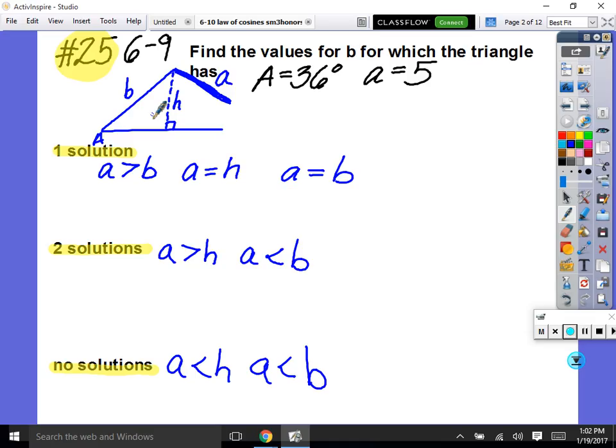Okay, so now it gives us some information here. It gives us angle A of 36, so let's put that in, 36 degrees, and it gives us side A is 5. It wants very specific instructions, and it wants all of our answers for B. It doesn't want height, it doesn't want A, it wants every answer in terms of B.